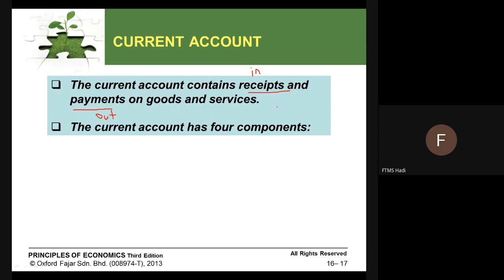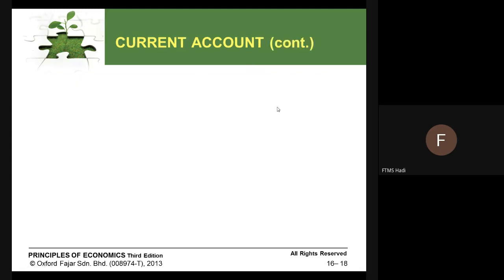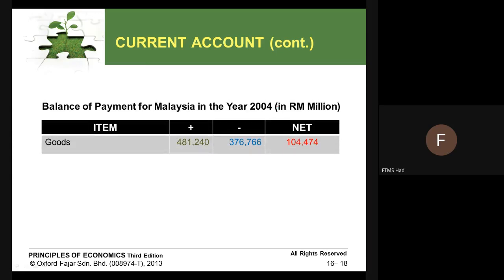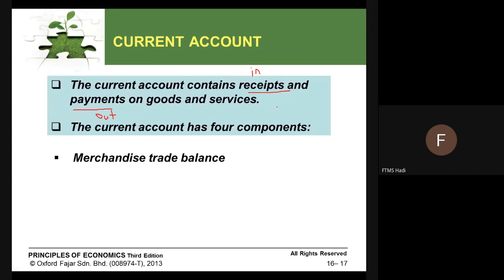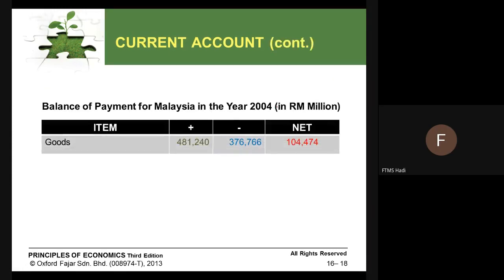The current account has four components. The first is the merchandise trade balance, that means in terms of goods. Plus means in, that is the revenue, and out is more on expenses. As you can see, the difference between them is a net positive.